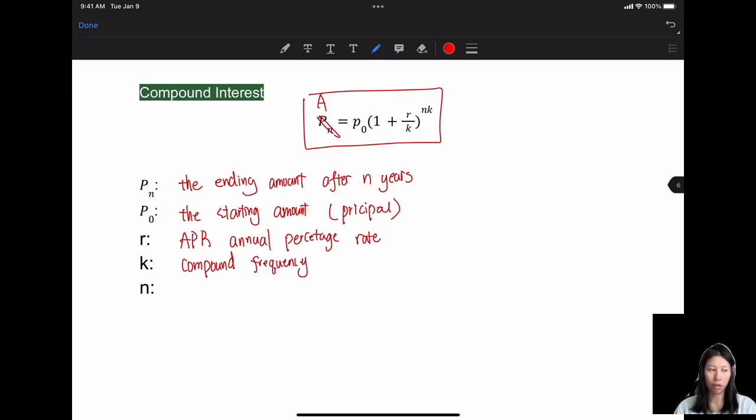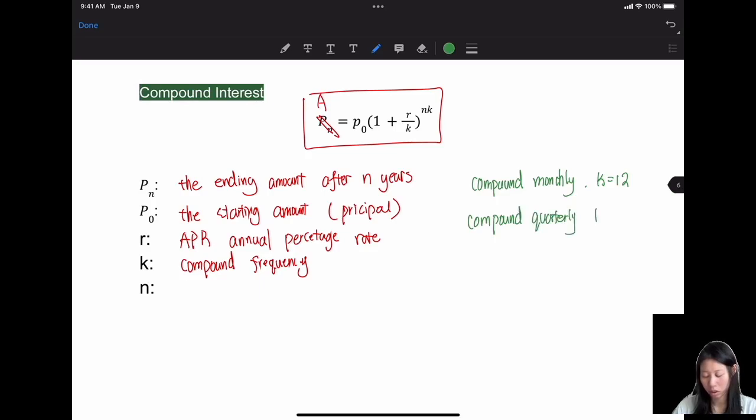So for example, I'm going to write it in here with a different color pen. If you say, hey, I'm going to compound monthly, how many months are in a year? You have 12 months in a year, so K is going to equal 12. And then if you say compound quarterly, how many quarters are in a year? 4 quarters in a year. So that means you're going to compound 4 times in a year.